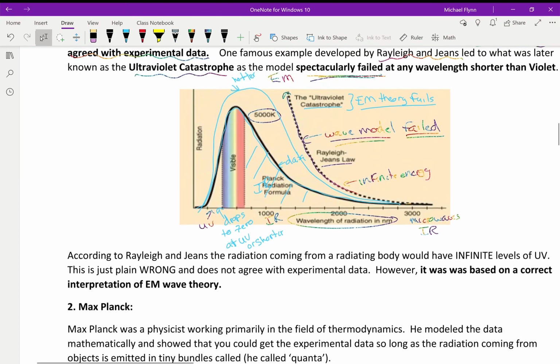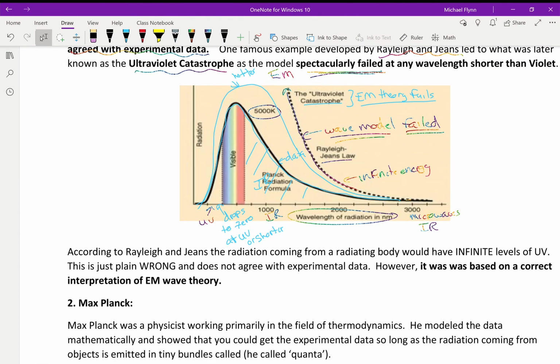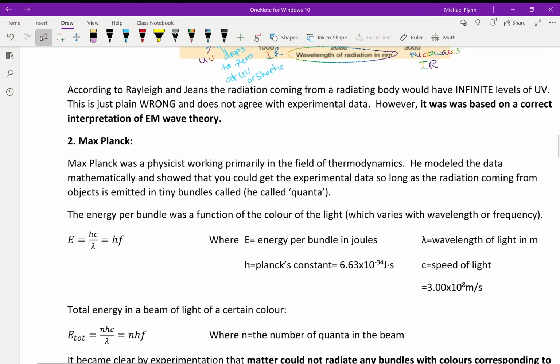So in other words, he just took the actual data, the blue lines on that graph, and he said, look, you could get the experimental data, but you have to use an idea that seems to be a radical departure from the wave idea: instead of the light coming from the atom as a continuous wave, it seems to be emitted as a tiny bundle. And the tiny bundle he called quanta, and that's where the word quantum physics came from.